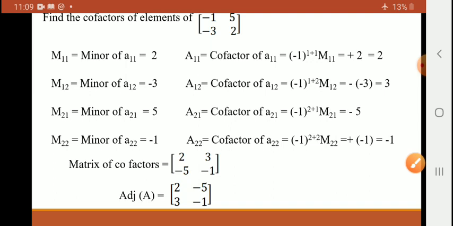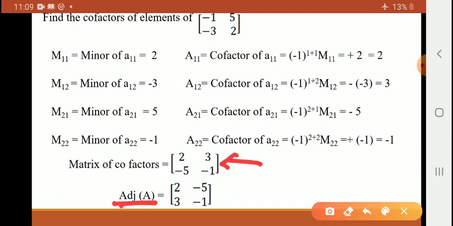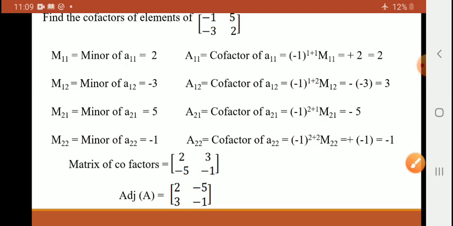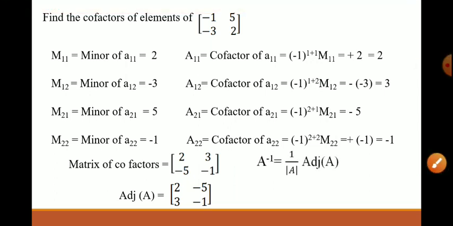Now, adjoint means the transpose of this matrix. Transpose means interchange row and column. So 2 3 is a row, here it becomes a column. Minus 5 minus 1 is a row, convert it to a column. Minus 5 minus 1, this is the transpose. Okay, so adjoint is the transpose of the matrix of cofactors. So this is the adjoint.